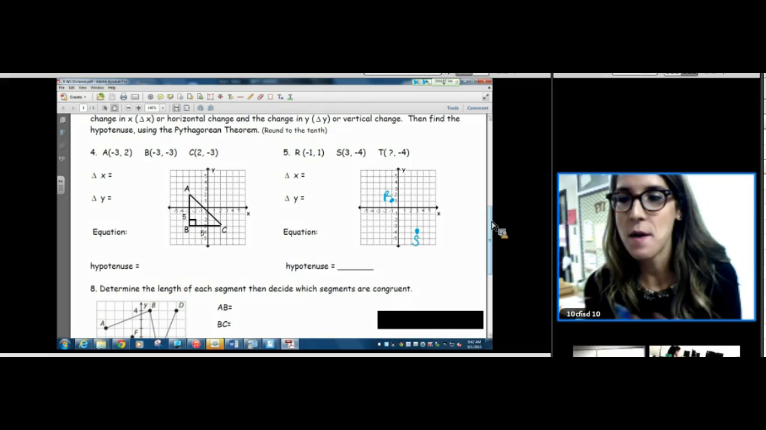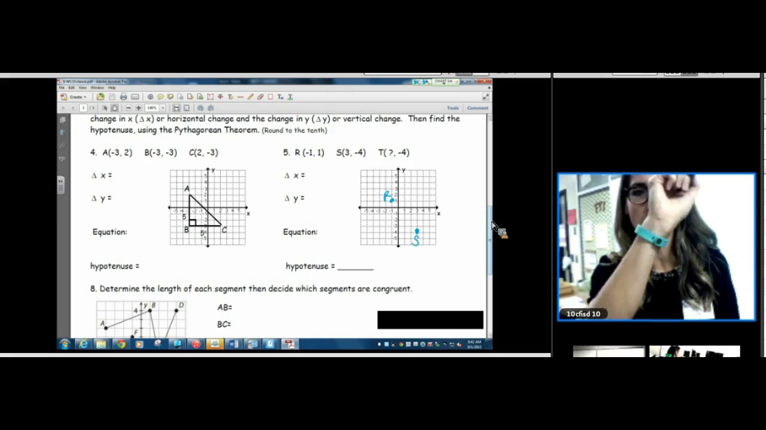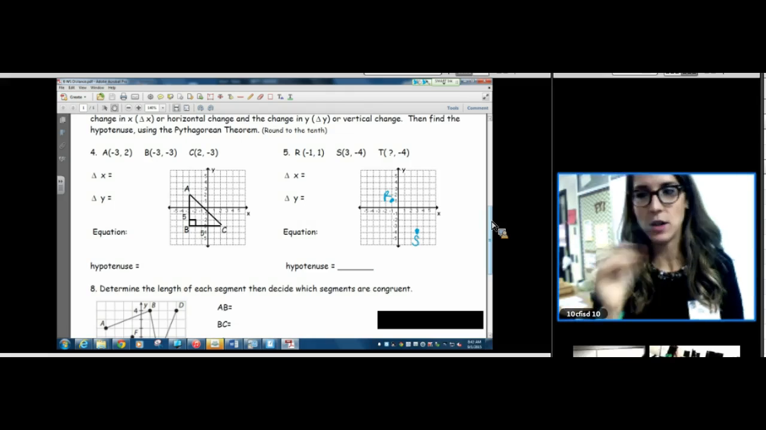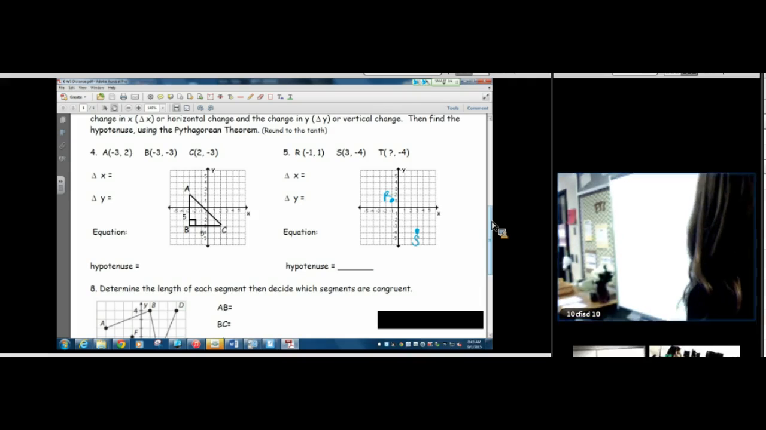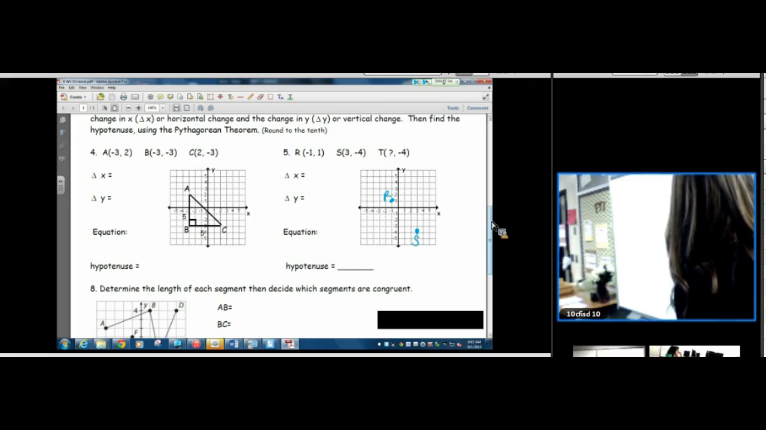You know that you have to form a right triangle, so you can either go up and over, or you can go across and up. You know what I mean? There's 2 places T could go. Oh, but it says that T has to be somewhere at negative 4. So T has to be somewhere over here.